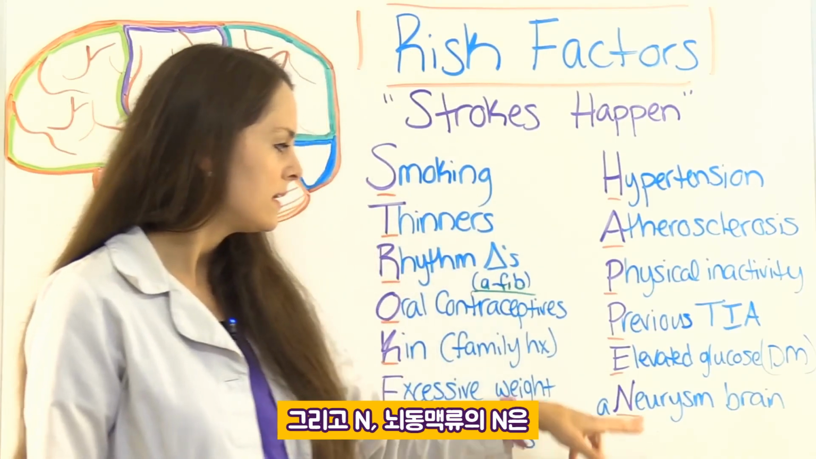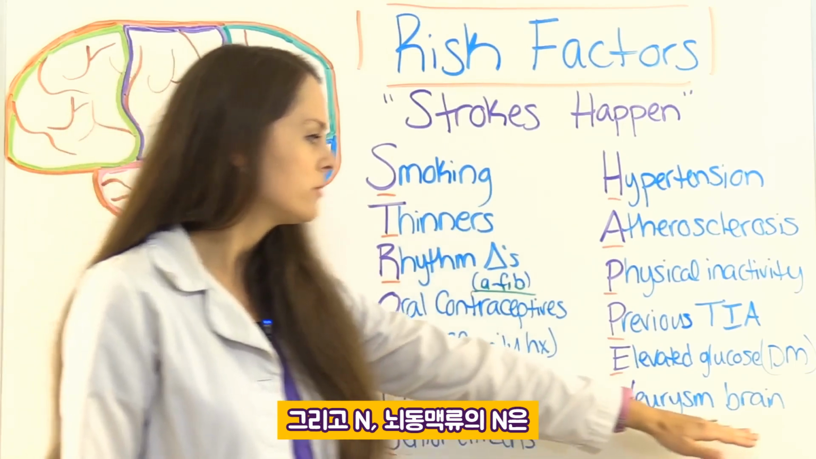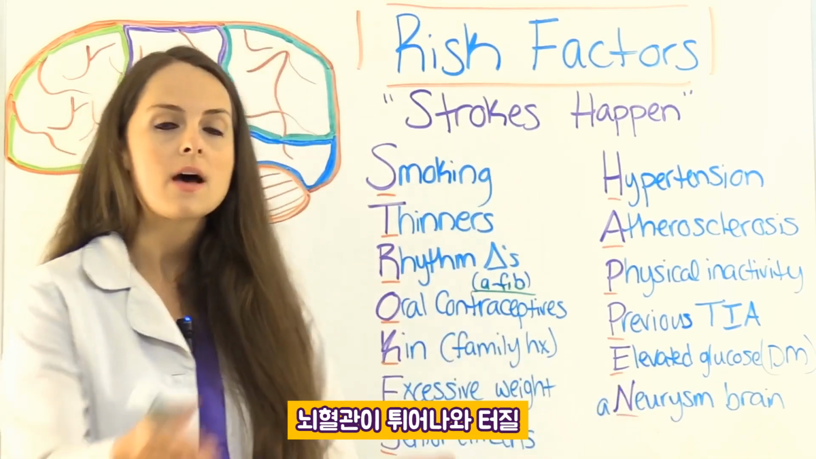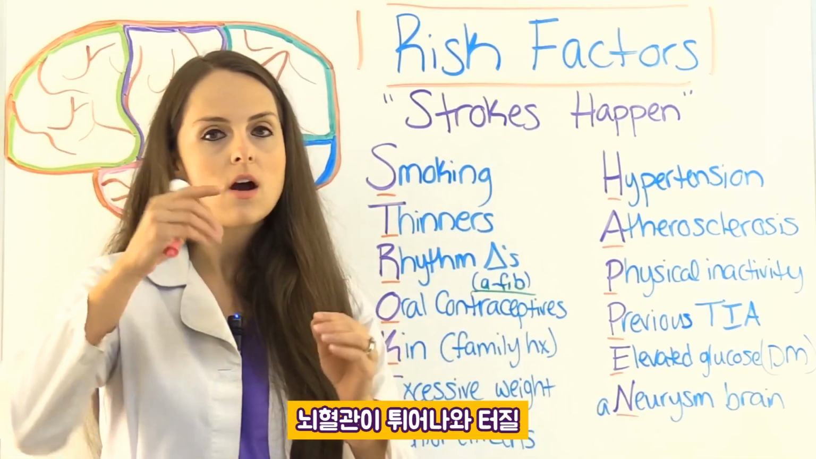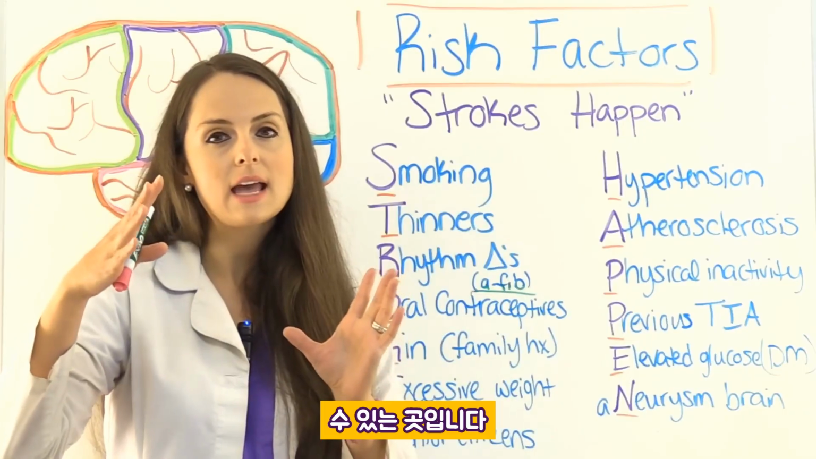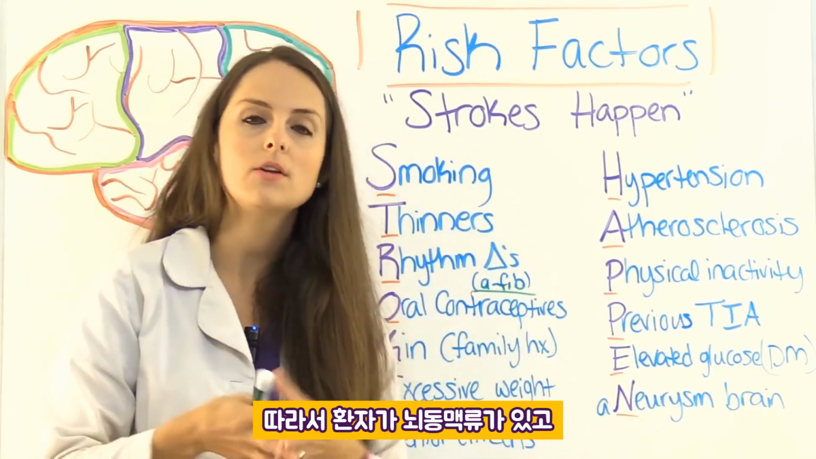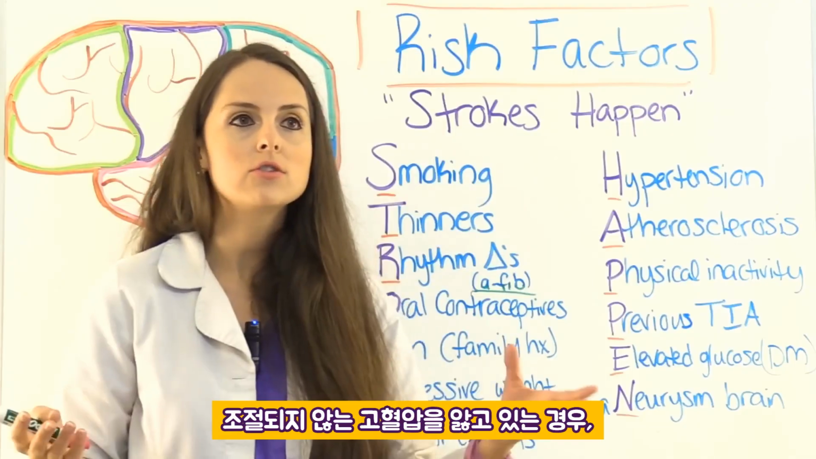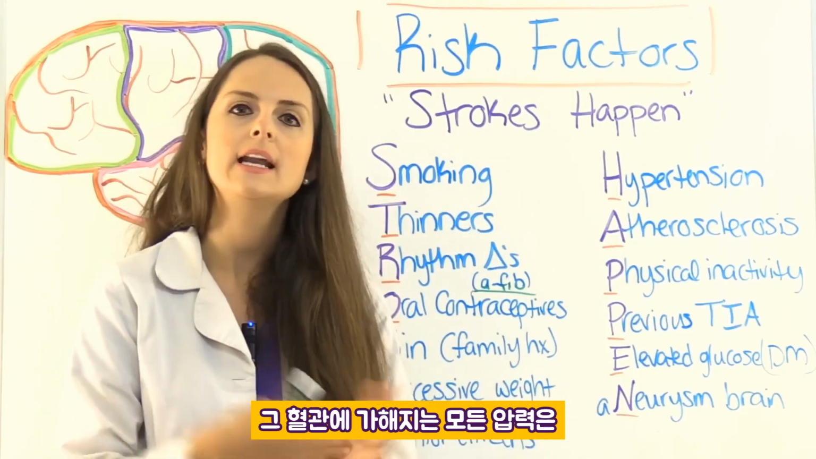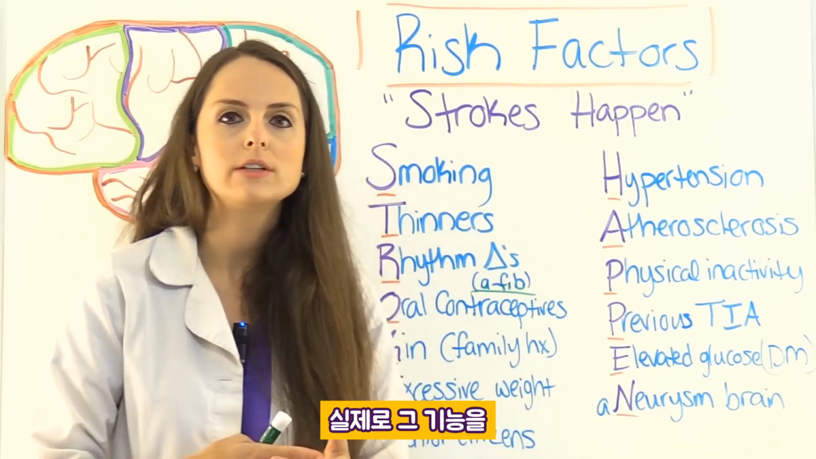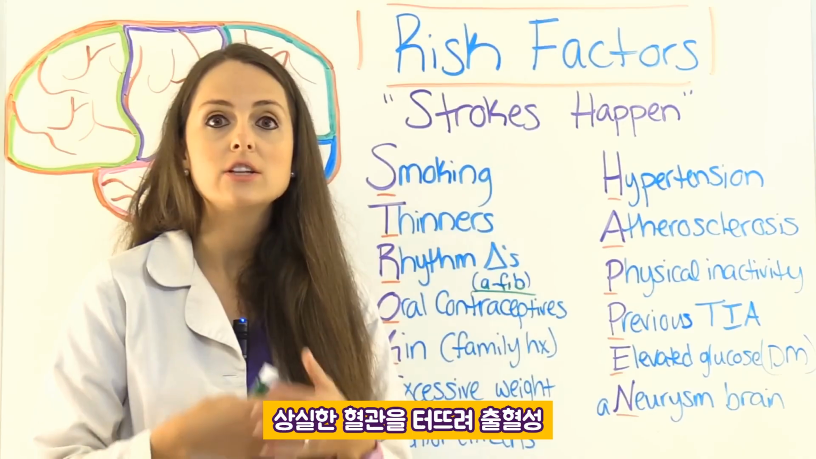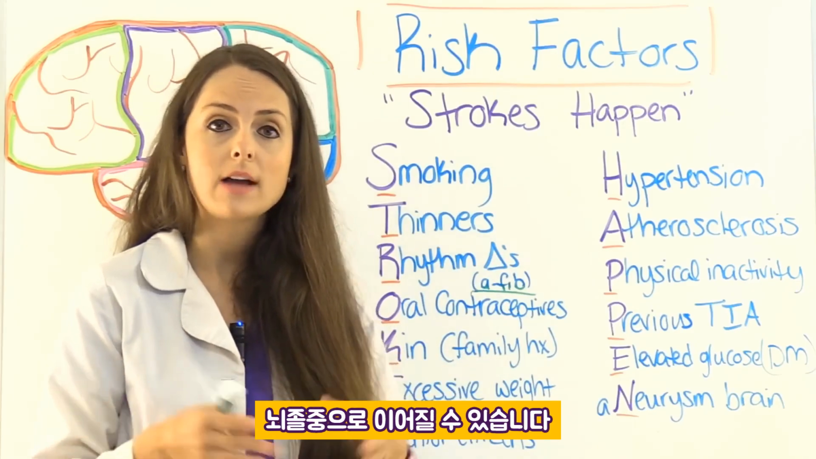And then the N is for aneurysm, brain aneurysm, and this is where the brain vessels are outpouching, in a sense, and they can rupture. So if the patient has a brain aneurysm, not really aware, and they have uncontrolled hypertension, all that pressure hitting that vessel that has really lost its integrity can just rupture open and lead to that hemorrhagic stroke.